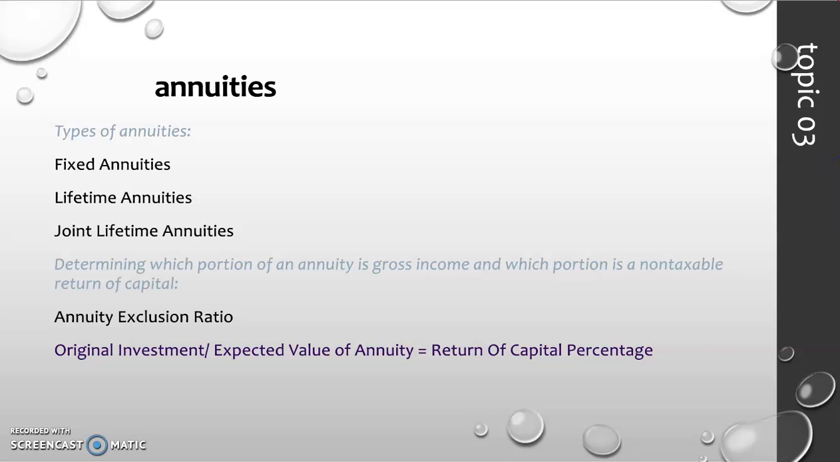Annuities. There are two types of annuities, fixed annuities and lifetime annuities. Another type of lifetime annuity is a joint lifetime annuity, which is just a lifetime annuity purchased for two people. Now, in order to determine which part of an annuity is taxable and which part is non-taxable, we would use the annuity exclusion ratio. So you would take the original investment divided by the expected value of the annuity, which would give you the return of capital percentage. So let's look at an example of that.